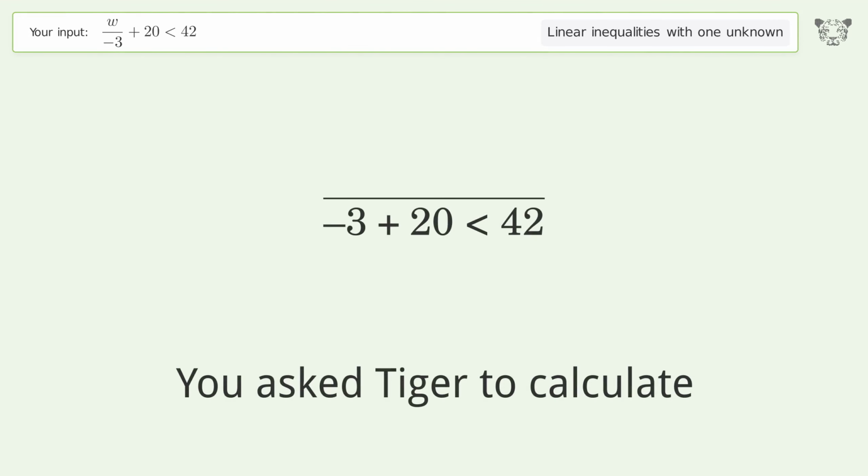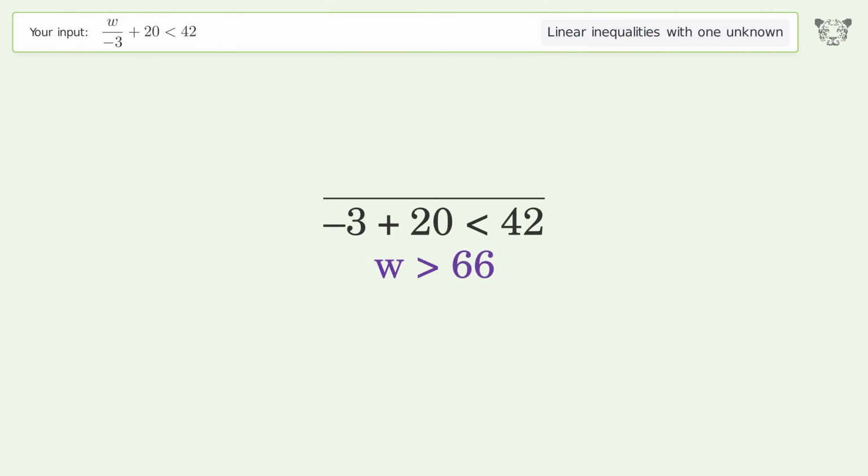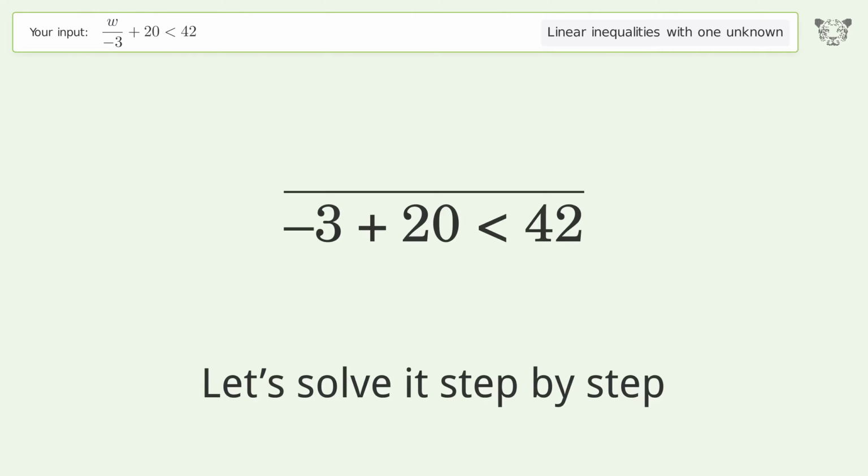You ask Tiger to calculate. This deals with linear inequalities with one unknown. The final result is w greater than -66. Let's solve it step by step.